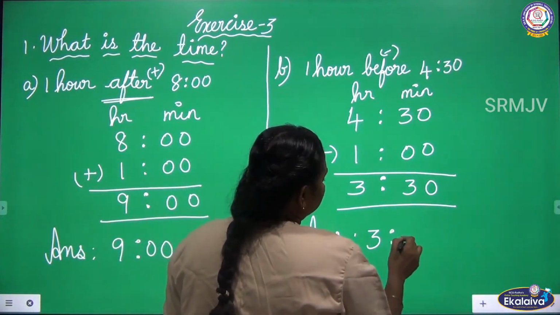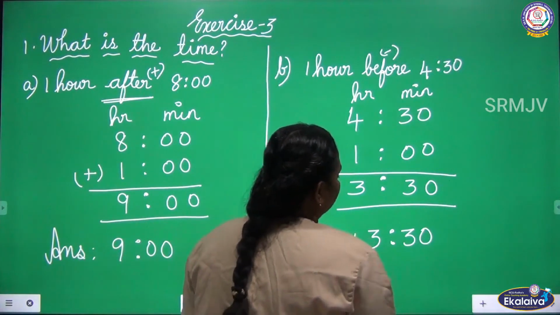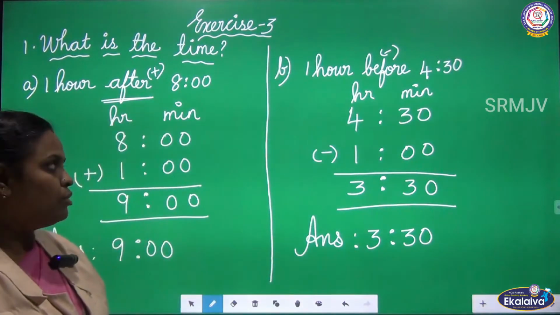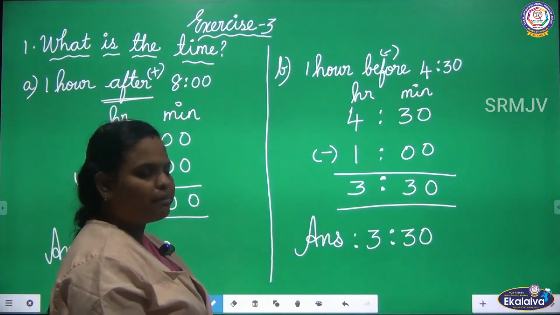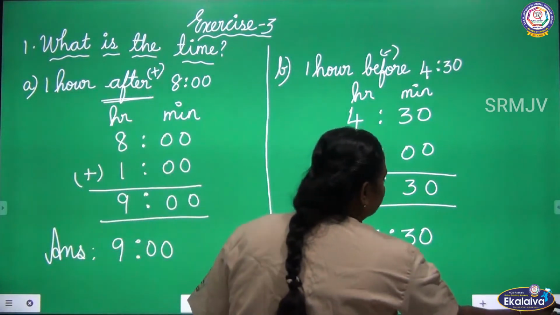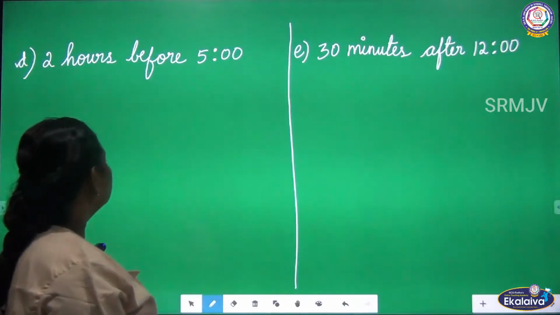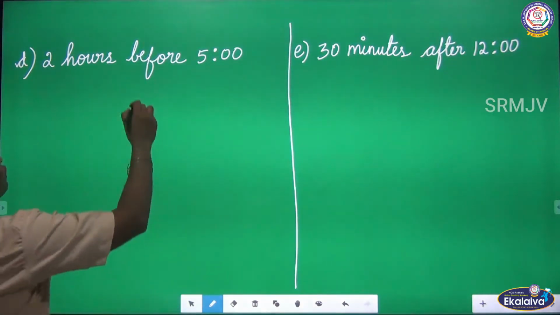3 hours then 30 minutes. So 1 hour before 4 hours 30 minutes is 3 hours then 30 minutes. Next, 2 hours before 5 o'clock.